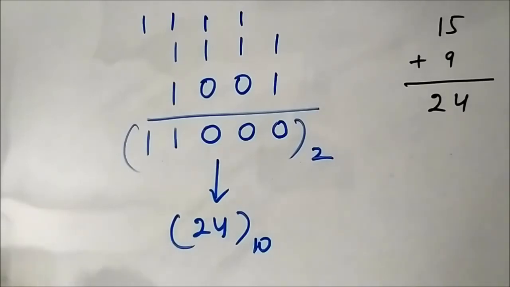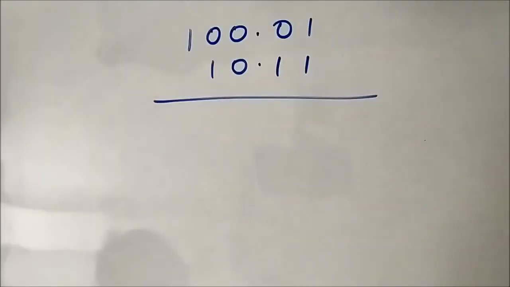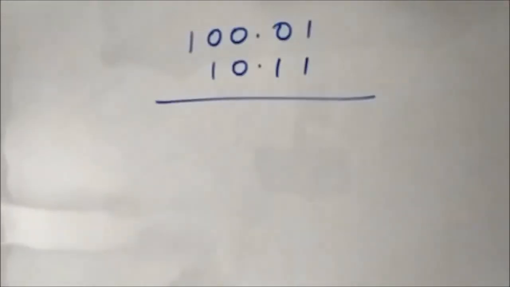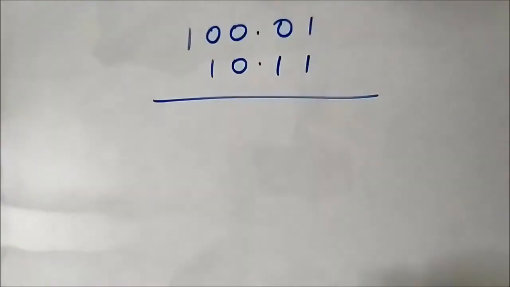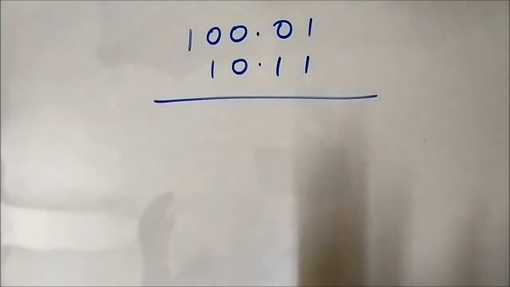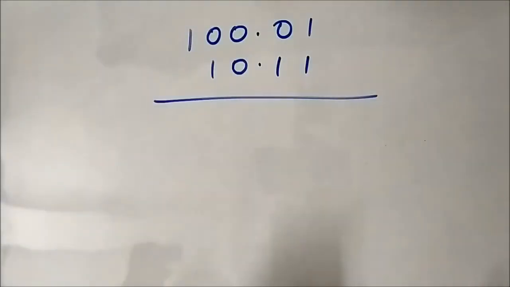Okay. So now let us just add two binary numbers with fractional parts involved in them. Okay, so let us do that. So here we are going to add two binary numbers with fractional parts. Okay, so this is the binary point. So you will do it in the same way as we did with whole binary numbers.